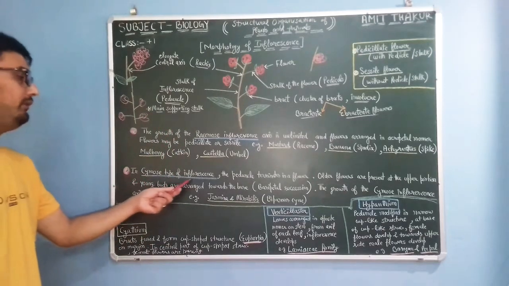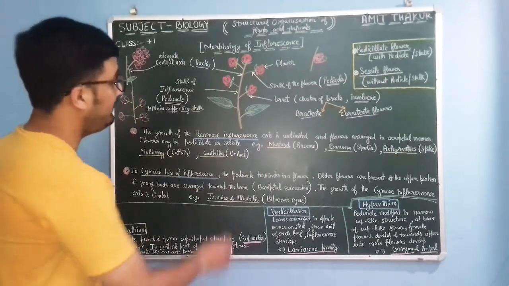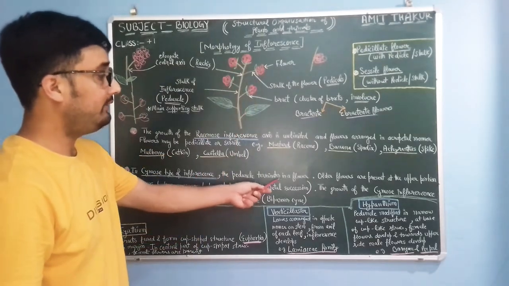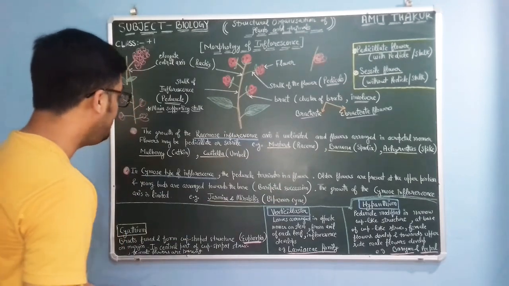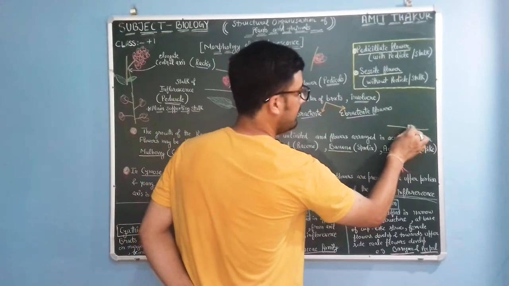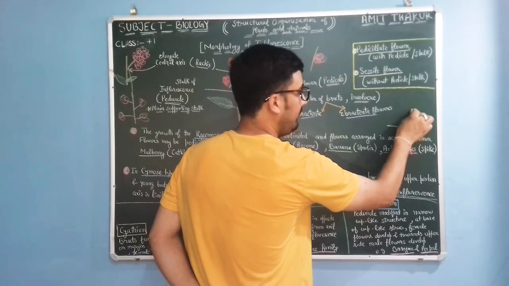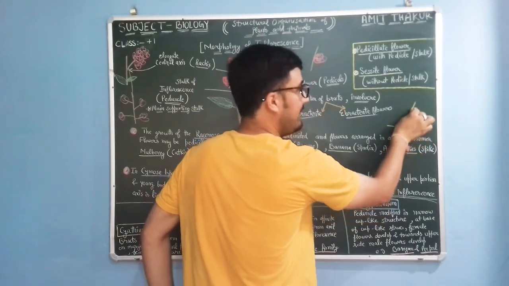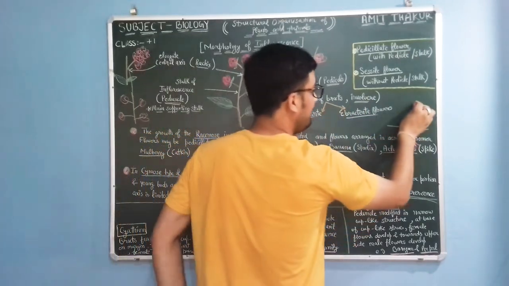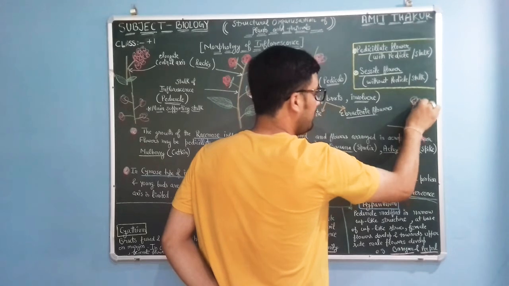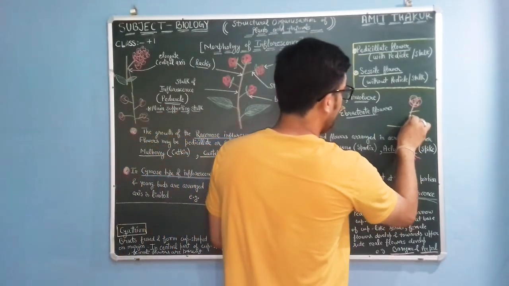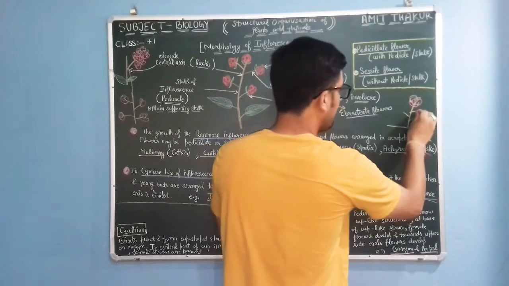In cymose type of inflorescence, the peduncle terminates in a flower. What does it mean? You can see over here, this is the peduncle. After some time, this peduncle, the main floral axis, terminates into a flower. Okay, और नीचे तो flowers आपको मिलेंगे.